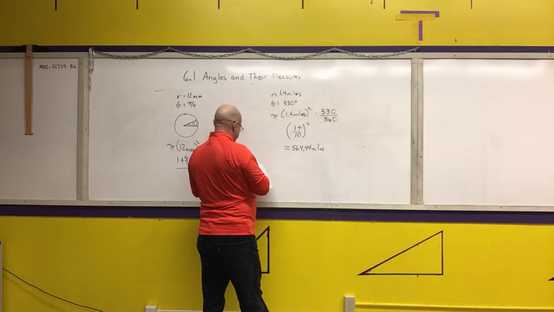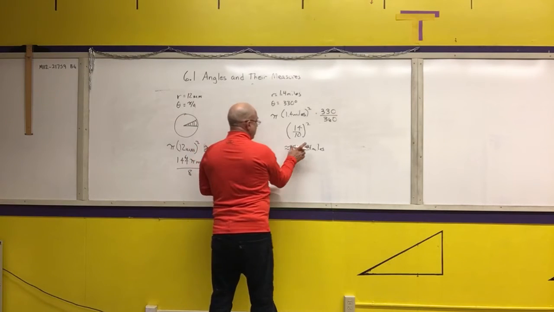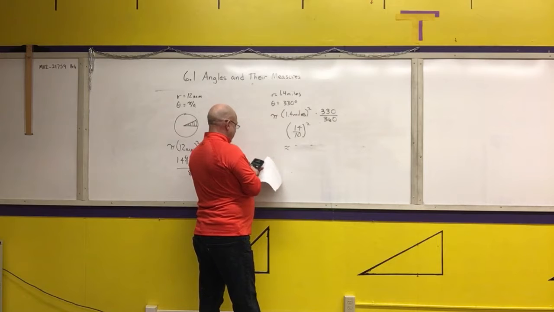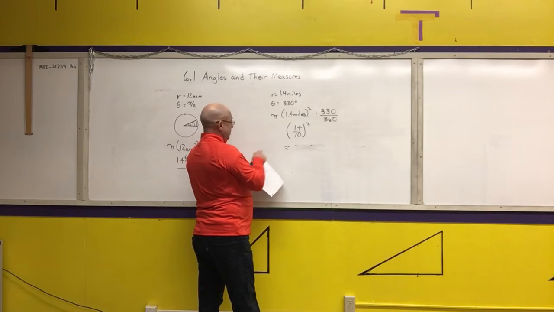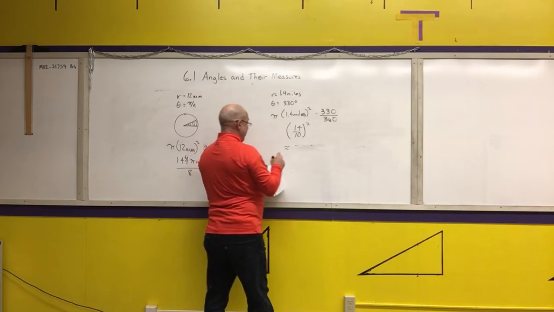That does not sound right. I did 14 squared, not 1.4 squared. So let's go 1.4 squared. Pi times 1.4 squared times 330 divided by 360. There was no way I was going to get 500 miles out of something with that radius. How about 5.13 miles?